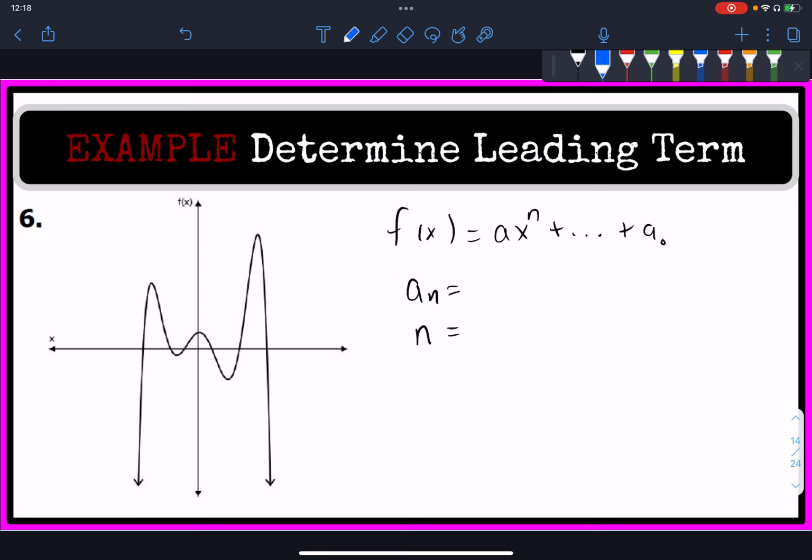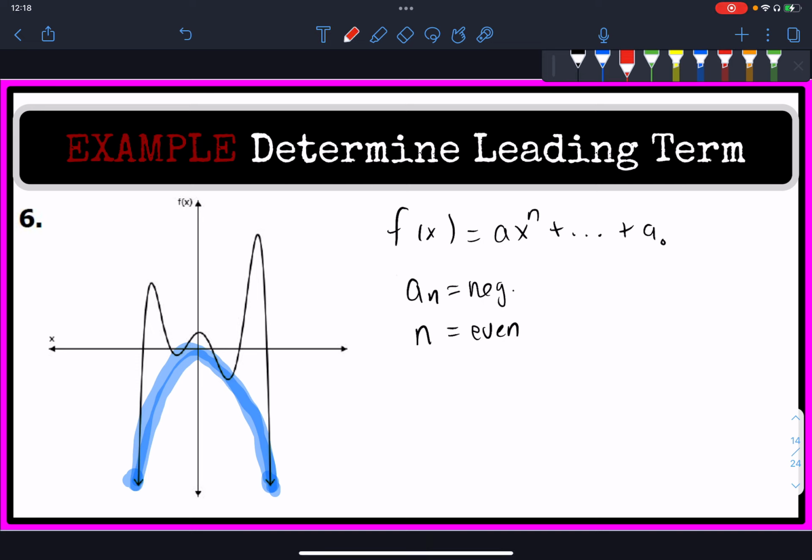Well, in this situation, since the two ends are pointing downwards, this is going to behave like a power function where the two ends are pointing downwards. In order for the two ends to be pointing downwards and behave like this power function, we need the value of a to be a negative number, and we need this exponent to be an even power.